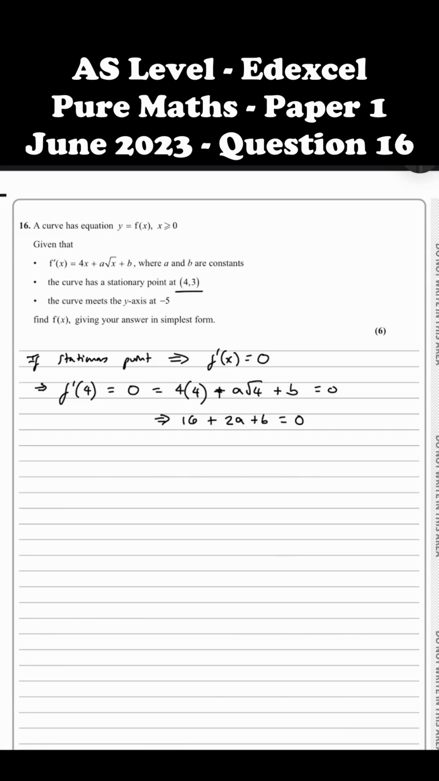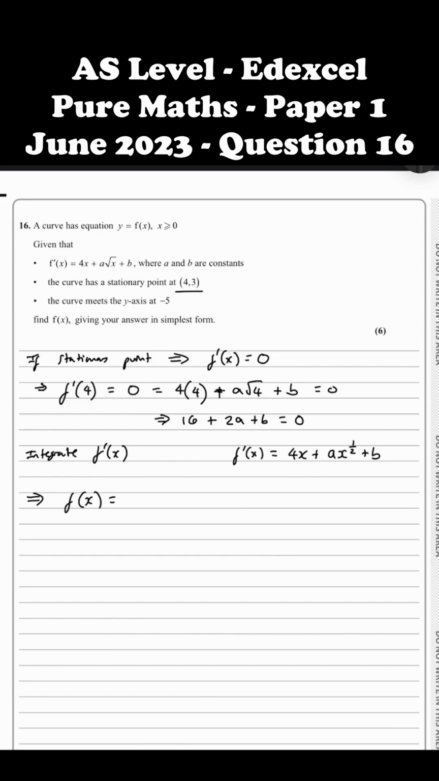Now, we obviously need to find f of x, so we're going to need to integrate f dash of x. So I'm going to say integrate f dash of x. Therefore, f of x equals, first thing I'm going to do is just rewrite f dash of x here as 4x plus ax to the half plus b. So all I've done there is change the square root to ax to the half.